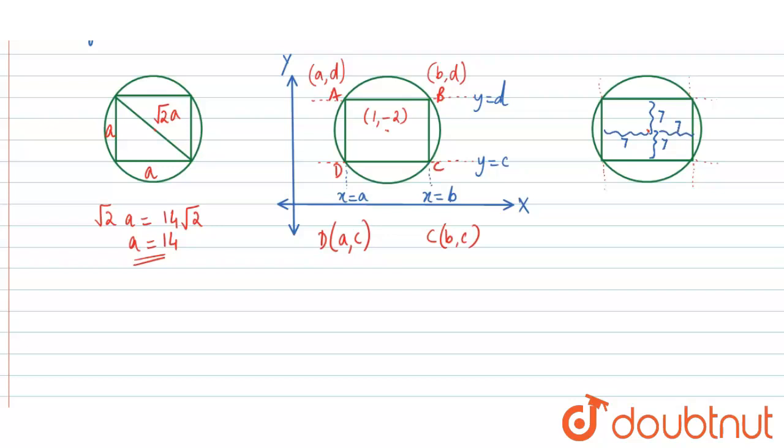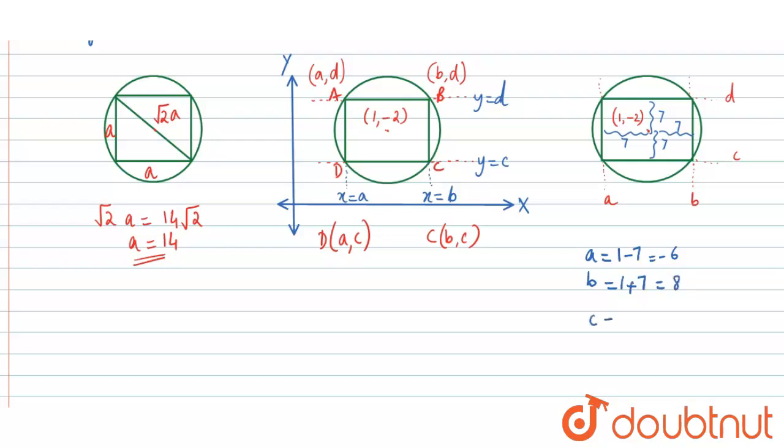So then we know the center is 1, minus 2. So we have x is equal to a, this is x is equal to a, right? So if we consider the coordinate axis, if this point is 1, then this point will be 1 minus 7, right? It is traveling a distance of 7 behind. So then what we get? a is equal to 1 minus 7, that is minus 6. Similarly, b is ahead of 1 by 7. So b is equal to 1 plus 7 is equal to 8.